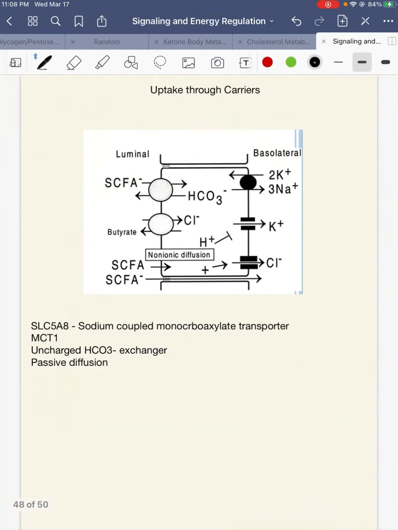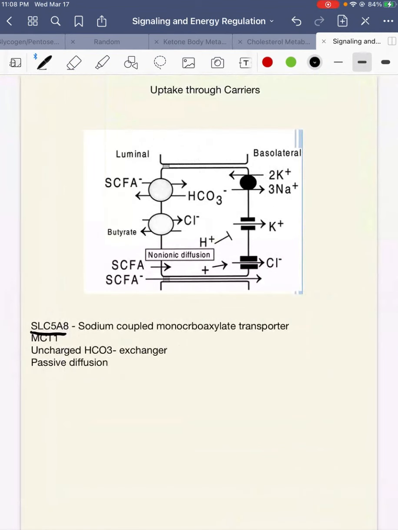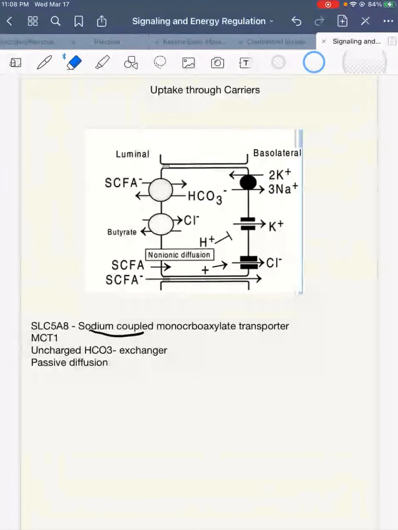Okay, so this is the uptake of them. They can use a transporter called SLC5A8. It couples with sodium. It's a sodium coupled monocarboxylate transporter. There's also MCT1. You have an uncharged bicarbonate exchanger, and you can also go through passive diffusion. So let's briefly talk about these.